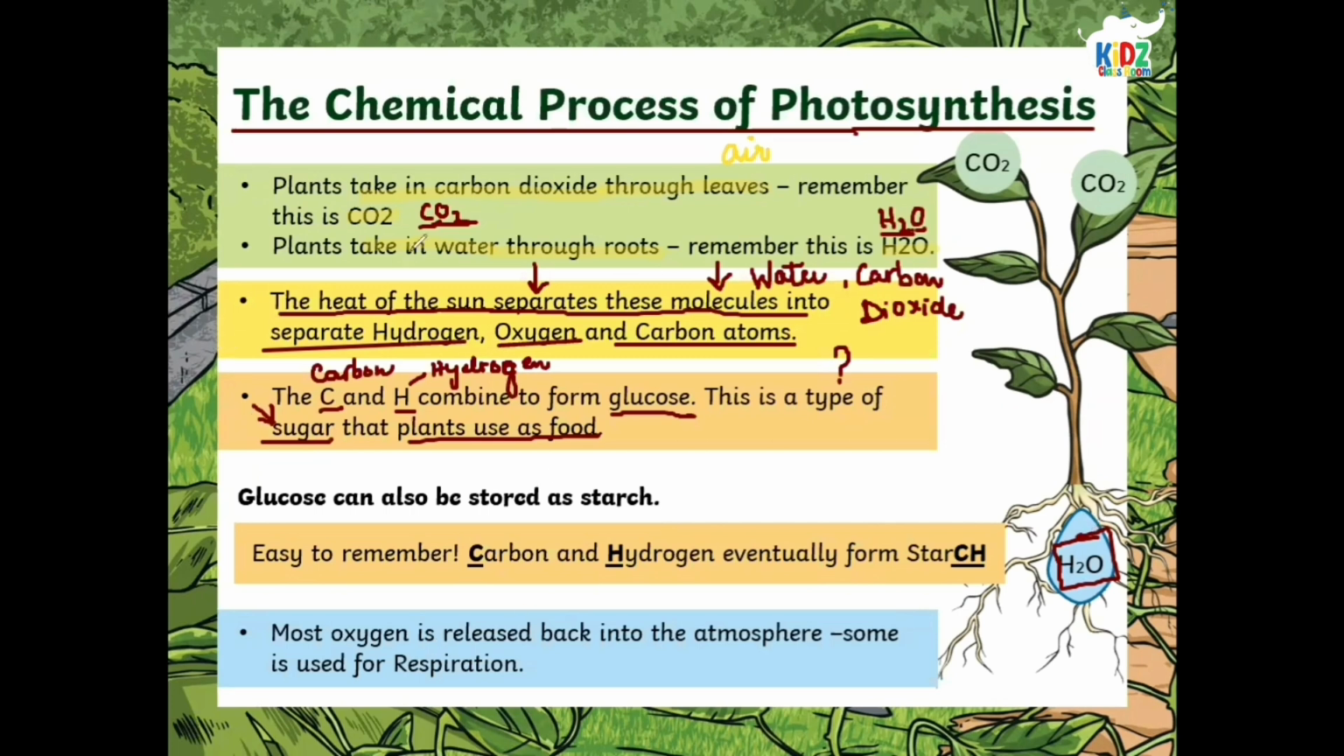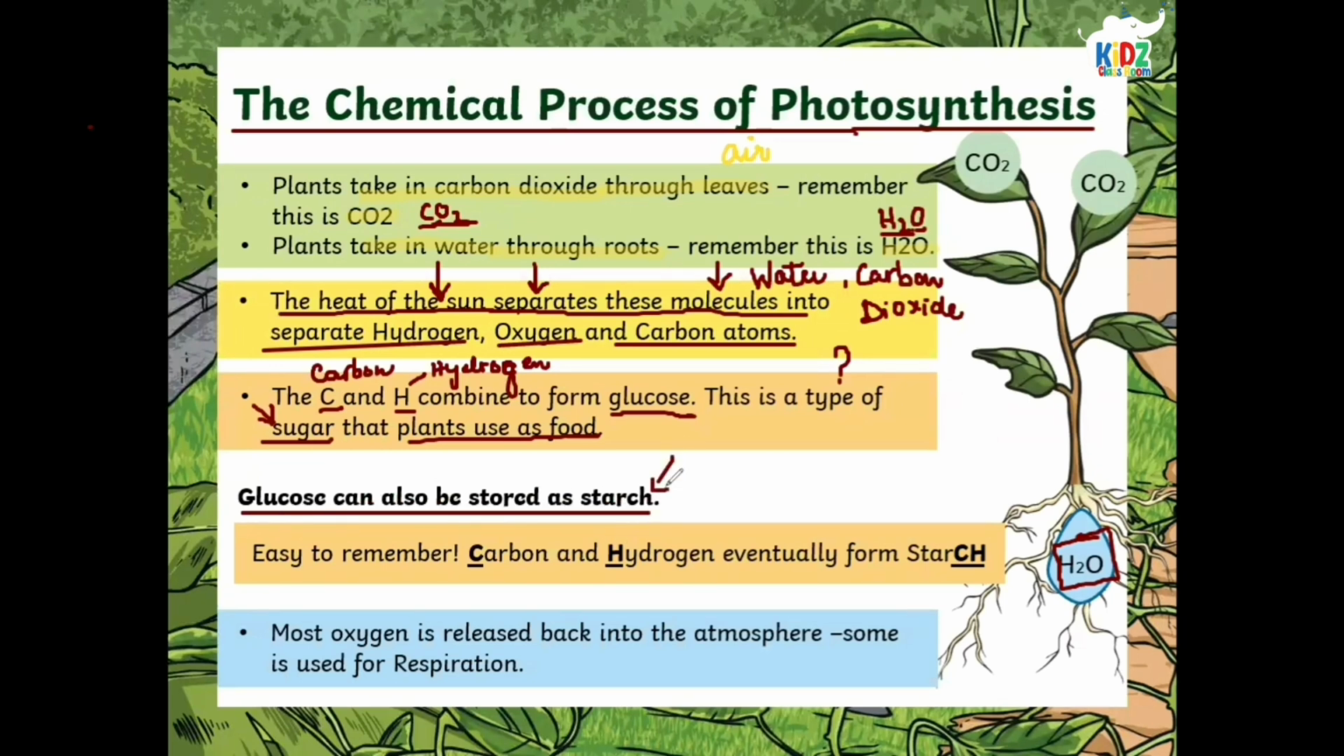Okay, then we need sunlight. We learned that sunlight is the source that is required for the process of photosynthesis. So we need sunlight. Why? Because we need to separate these molecules of water and carbon dioxide into single hydrogen, oxygen, and carbon atoms. Why? Because carbon and hydrogen combine together to form glucose. And why do they combine to form glucose? Because plants make their food. This is the process of photosynthesis, the process by which plants make their own food. So they make glucose and they use it as their food. Okay. So glucose can also be stored as starch.